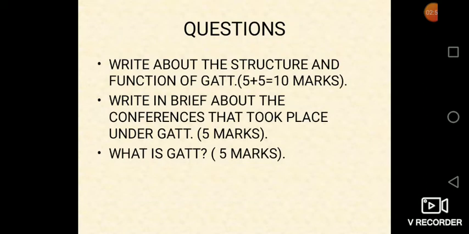Now let us discuss the questions. Write about the functions of GATT. We can easily discuss that. Write in brief about the conferences that took place. We have to write the full form and how it came into being, the history.